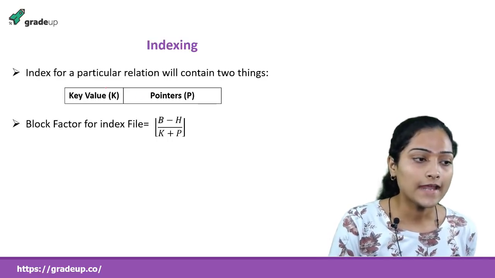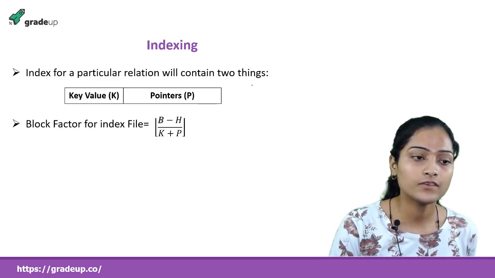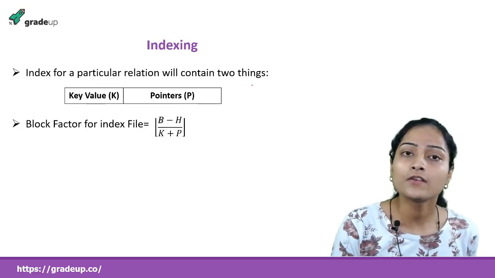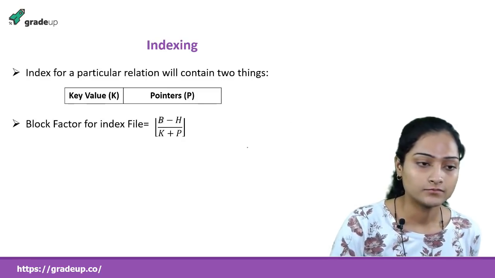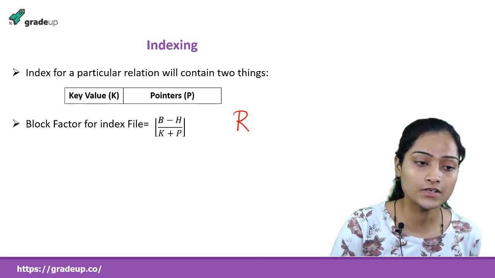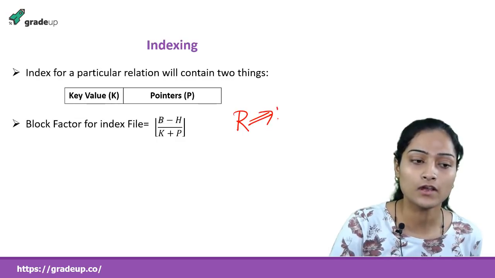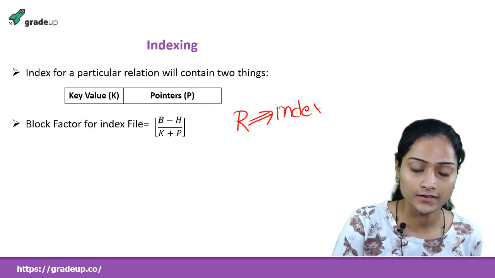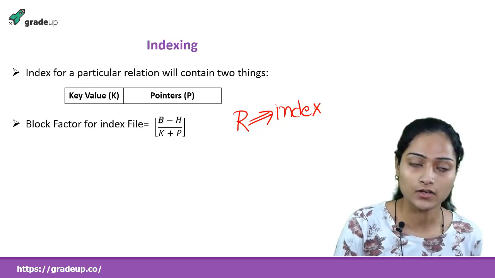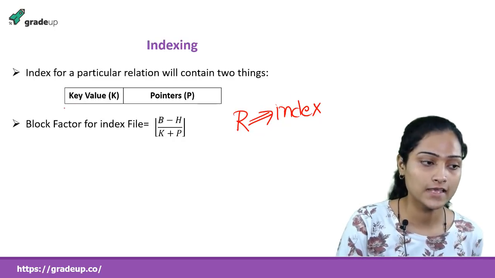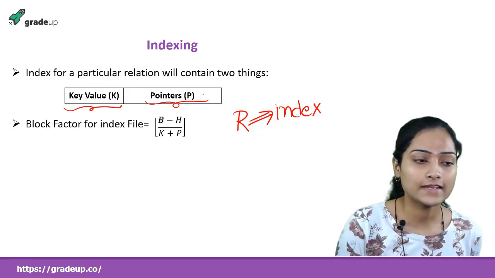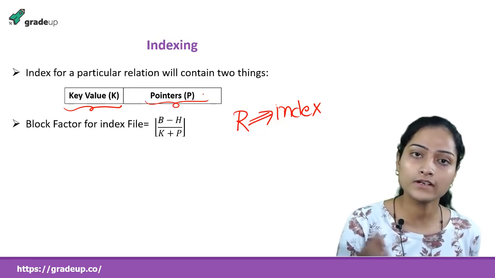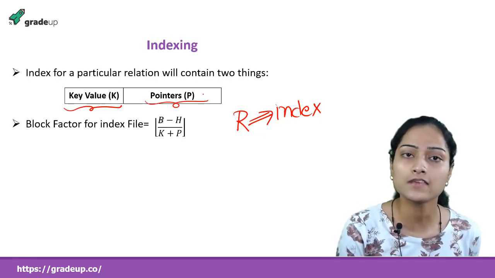It is given that an index for a particular relation will contain two things. Whenever you do indexing, you are going to build an index for a given table. Suppose you are given a relation R, then for applying indexing, you are going to build an index on it. The index for that particular table is going to contain two things, key value and pointer. Let us take it as the simple thing for now; we will discuss later what this pointer is and what this key value is.